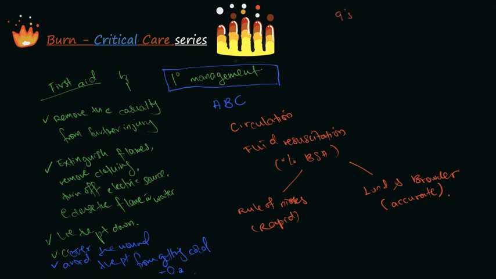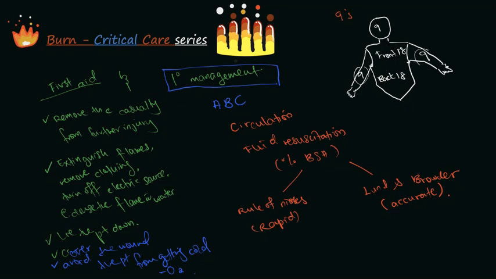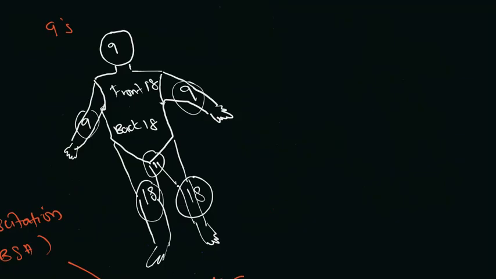For the rule of 9, it can be depicted as such. You have the head, the neck, the torso, where the head contributes 9% of total body surface area, the front of the torso 18, the back 18, right arm 9, left upper limb 9, right lower limb 18, left lower limb 18, and the perineum is 1%.